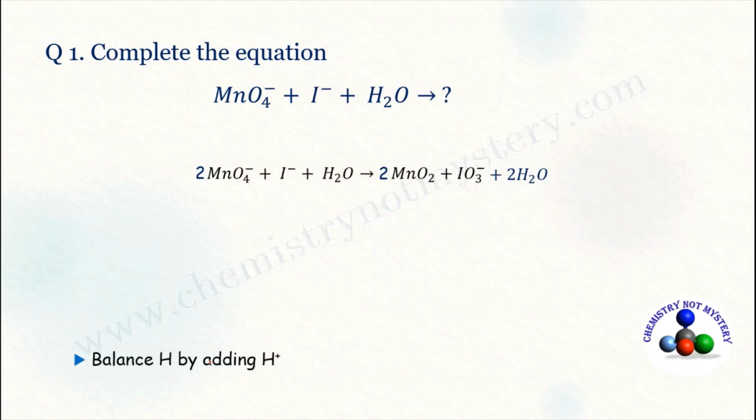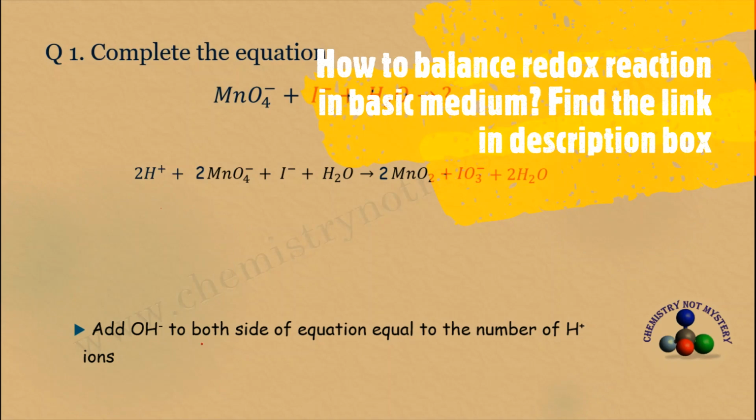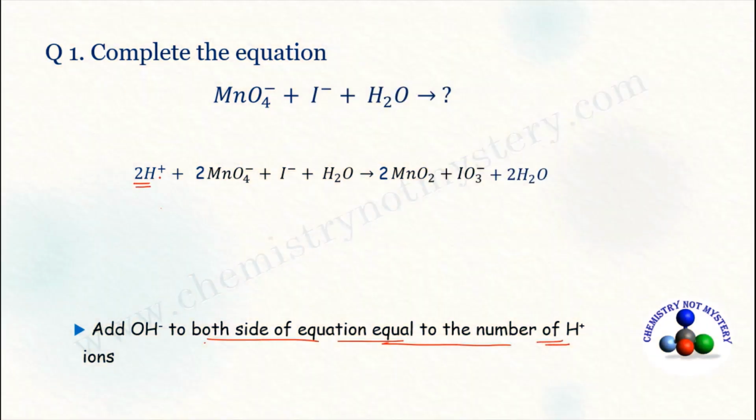Now balance the number of hydrogen by adding H plus ion. First of all, calculate the number of hydrogen atoms. Here there are 2 hydrogen atoms and on this side of the equation 2 multiplied by 2 is equal to 4 hydrogen atoms. So here you have to add 2 H plus ions. Now add OH negative ions to both sides of the equation equal to the number of H plus ions. As we have added 2 H plus ions on this side of the equation, you have to add 2 OH negative ions to both sides of the equation.